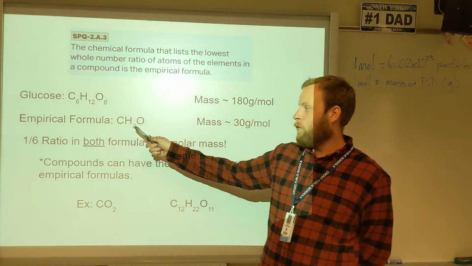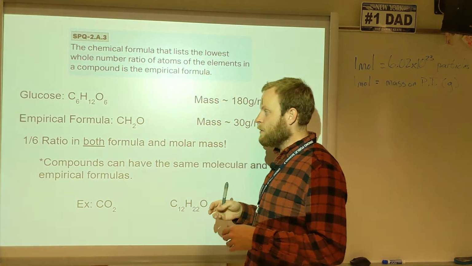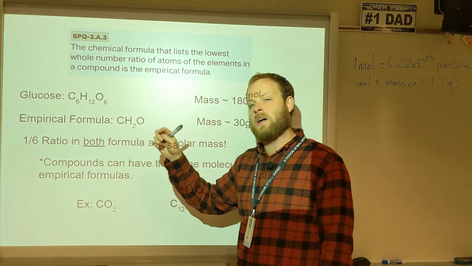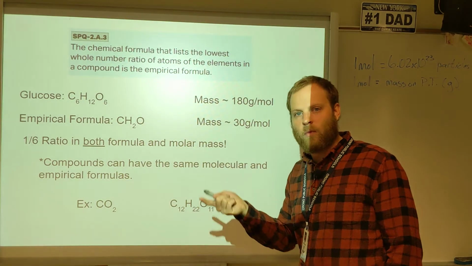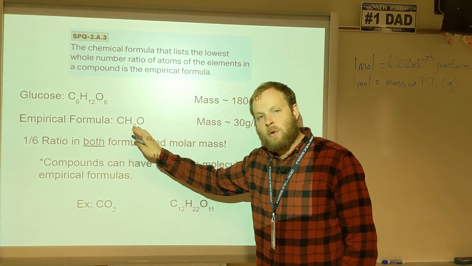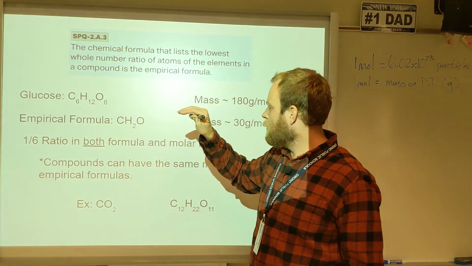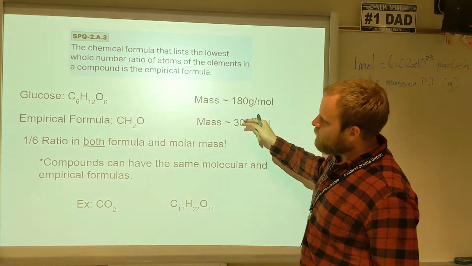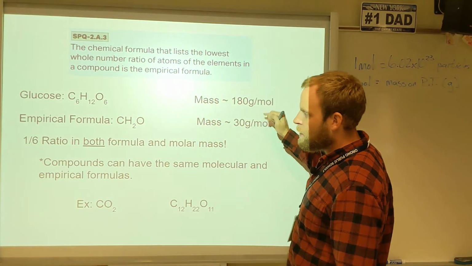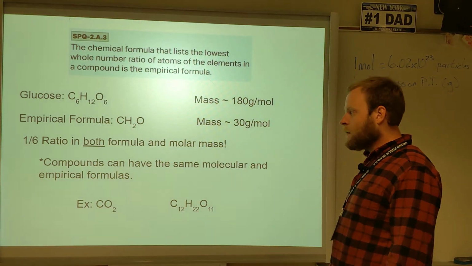This is the empirical formula. It's the lowest ratio between the elements. This is the molecular formula. This is the formula of the actual molecule. I could draw it for you. It's a hexagonal ring with hydrogens and oxygens attached to it. But this isn't the actual molecule. The molecule does not only contain 1 carbon. This is its empirical formula. The masses have that same ratio. So this is 6 times as many atoms. This is 6 times as much mass. So there's a 1/6 ratio in both the formula and the molar mass, which is fun.